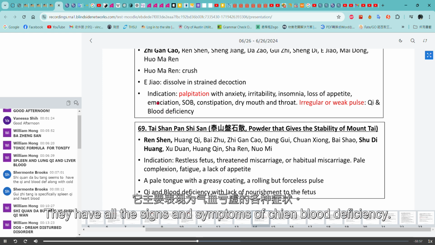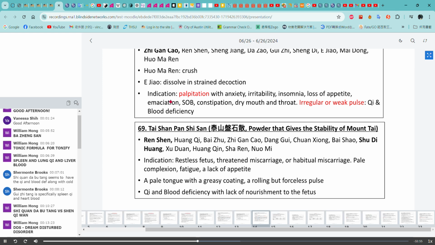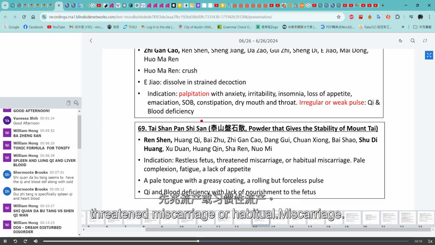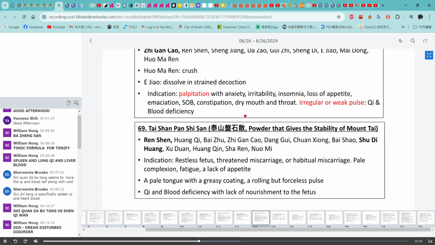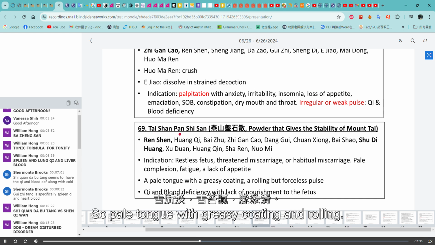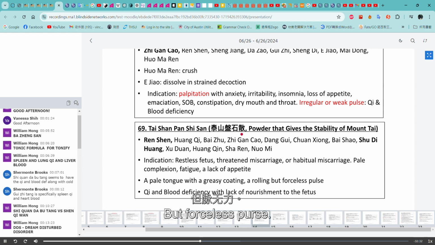So it's similar. They have all the signs and symptoms of qi and blood deficiency, plus this restless fetus, threatened miscarriage, or habitual miscarriage, something to do with the fetus, plus pale complexion, fatigue, and lack of appetite. A pale tongue with greasy coating and a rolling but forceless pulse.